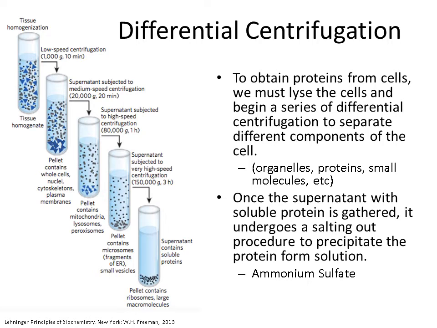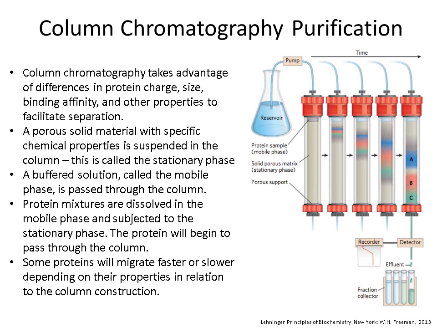Once the supernatant with soluble protein is obtained, a salting out procedure, typically with ammonium sulfate, is used to precipitate proteins from the solution. Once we have isolated our proteins from the cell, we need to purify the proteins, likely to obtain a protein of interest.